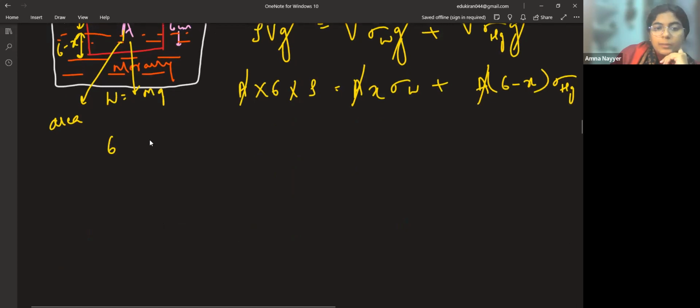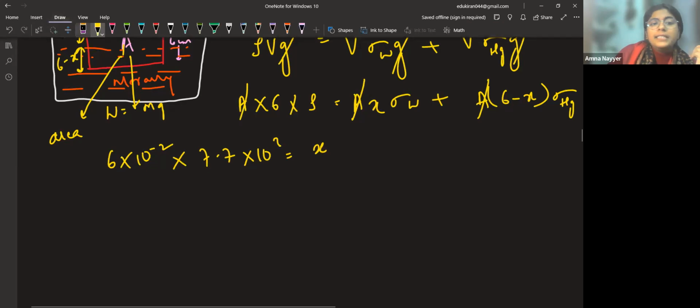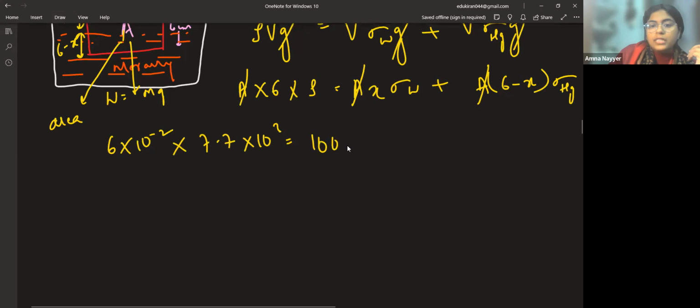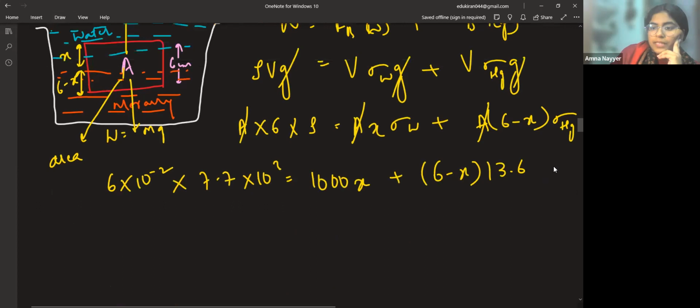6 into 10 to the power minus 2, because this was in centimeters. So 6 into 10 to the power minus 2 times the density, 7.7 into 10 to the power 3, is equal to X, which we don't know and have to calculate. But the density of water is 1000. So this will be 1000 X plus (6 minus X) into 13.6 into 10 to the power 3, which is given.